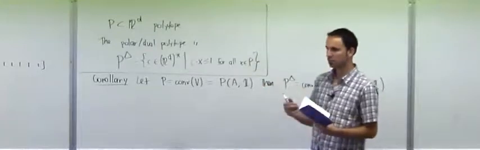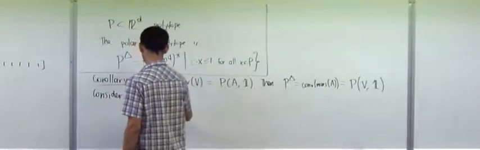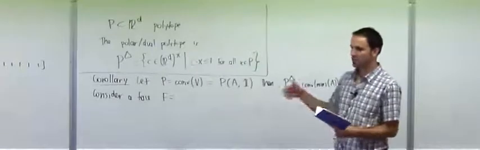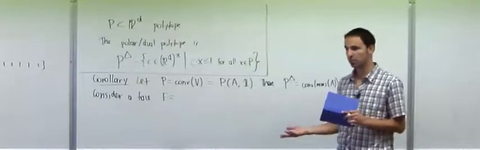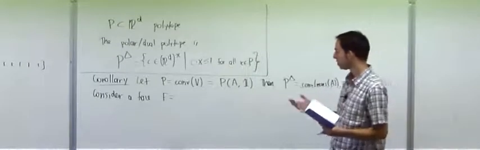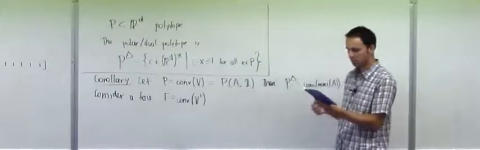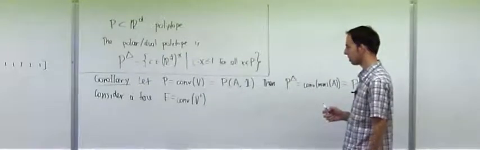And so now what I want to do is look at a face. So consider a face F, okay? And now how can you describe a face of a polytope? Well, you can describe it in two ways because it is a polytope. You can describe it as vertices or as inequalities, okay? So as vertices, let's say that my face is given by the convex hull of V prime, where V prime is just some subset of V.